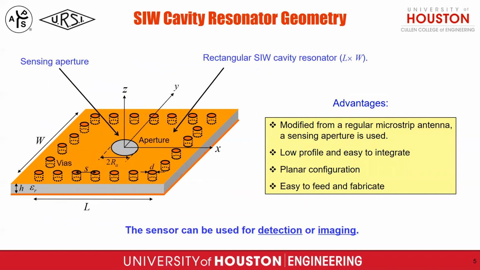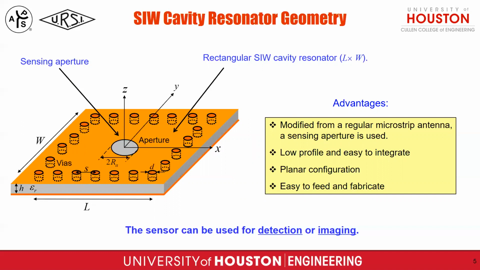This figure shows the geometry of the cavity resonator. Actually, this sensor is modified from a regular microstrip antenna. So you can see we only add some wires to connect the patch and the ground plane. The wires are conductive, and they are acting like metal walls. These metal walls, together with the patch and the ground plane, form a cavity resonator. But we add one aperture on the patch.